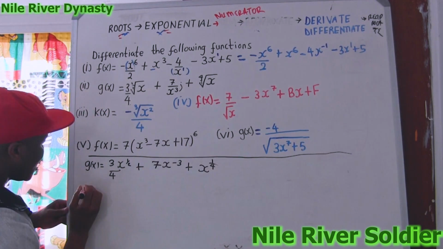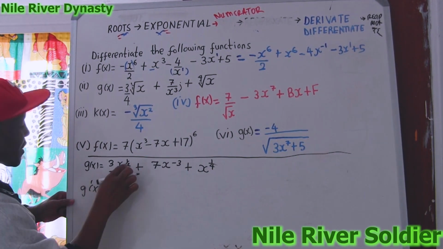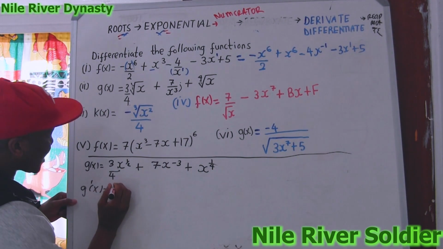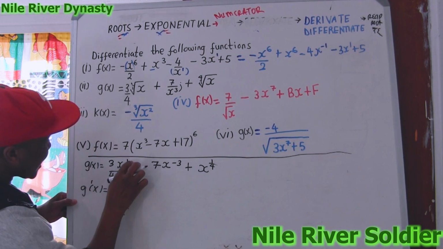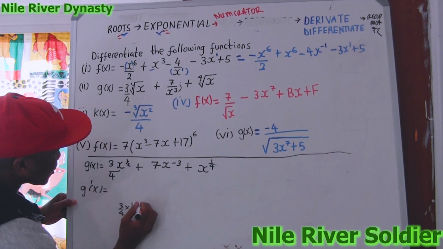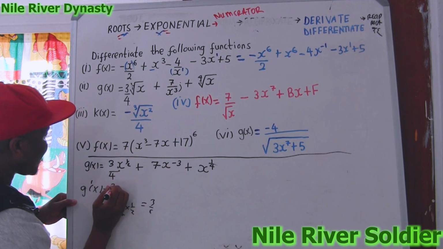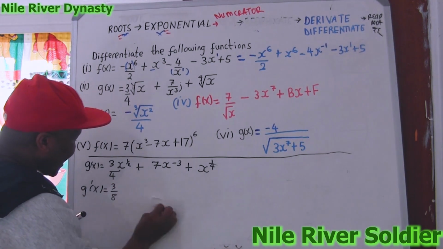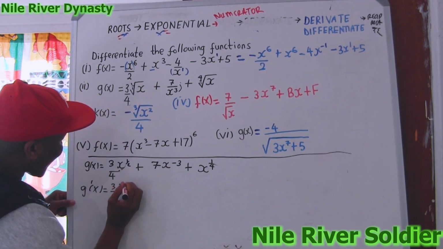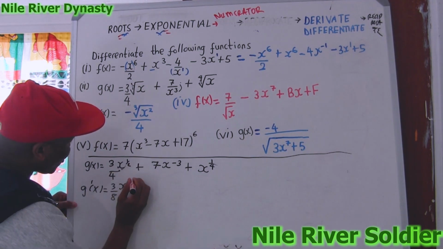So okay, let's go. So g prime. A half times this, which is 3 over 4, 3 over 4 times whichever is there, which is a half. So it's going to give us 3 over 8. And the next step, write your x at the top. A half minus 1 equals negative a half.